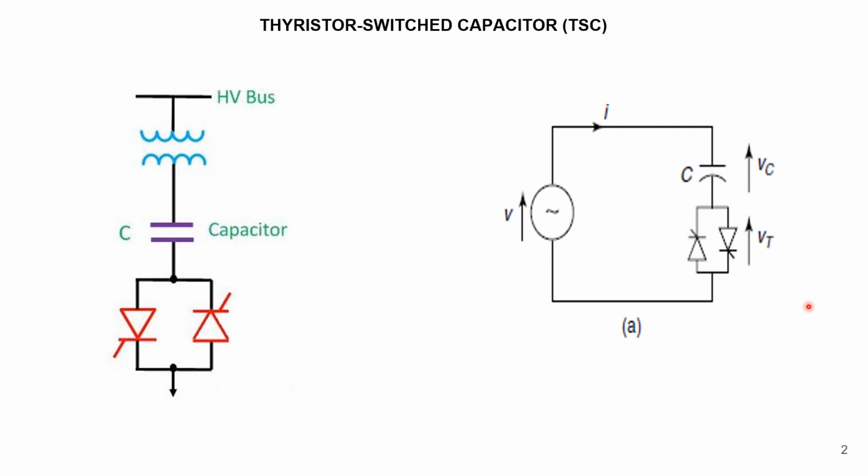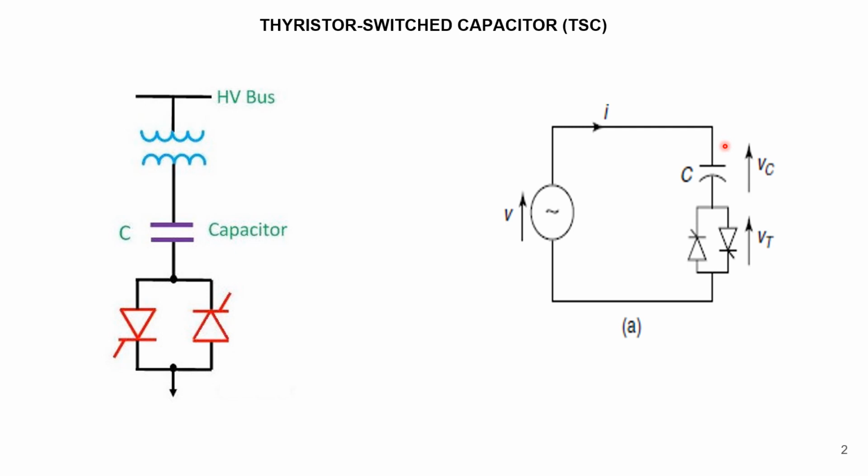The thyristor switches are used to connect and disconnect the capacitor to supply the required reactive power to the power system. In the practical circuit, we have an inductor to limit the current. What is the purpose of this inductor? It limits the current transients during overvoltage conditions.